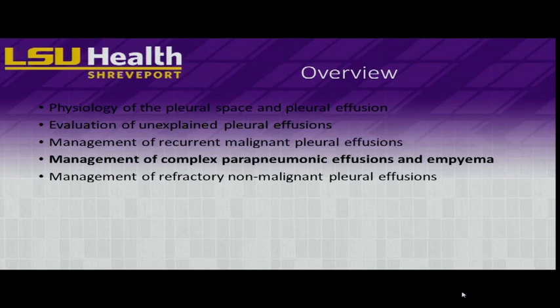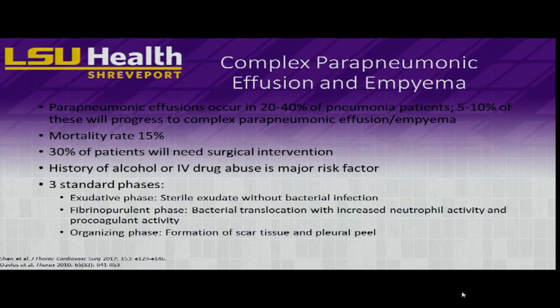Complex parapneumonic effusions and empyema. So parapneumonic effusions occur in about 20 to 40% of patients who have pneumonia. And of those, about 5 to 10% of them will progress to complex parapneumonic effusion or empyema. Of those that progress, you have about a 15% mortality rate. And 30% of these patients will end up needing surgical intervention for their pleural space. The biggest risk factor for this progression is a history of alcohol or IV drug abuse.